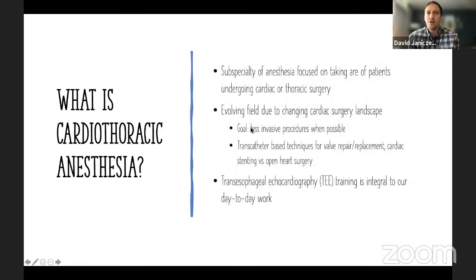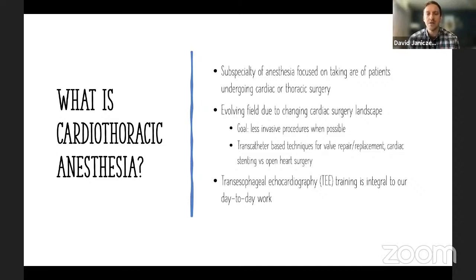So let's move into cardiothoracic anesthesia. Basically, this is a subspecialty of anesthesia focused on taking care of patients undergoing cardiac or thoracic surgery. So cardiac, the heart; thoracic, the lungs. You could break it down pretty simply that way.